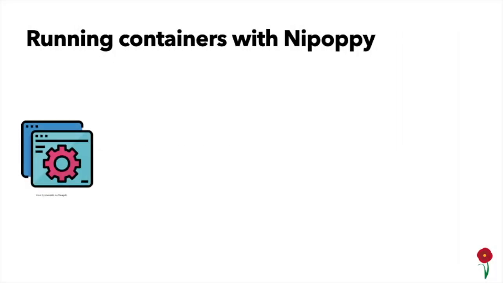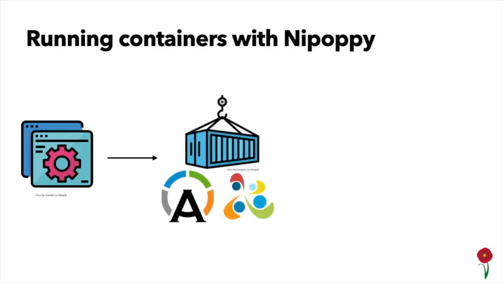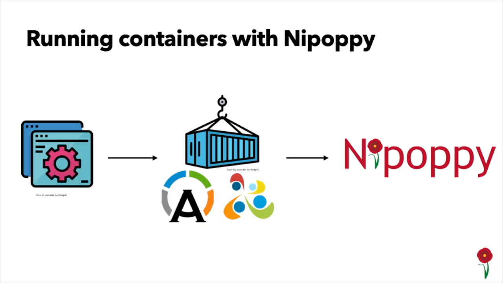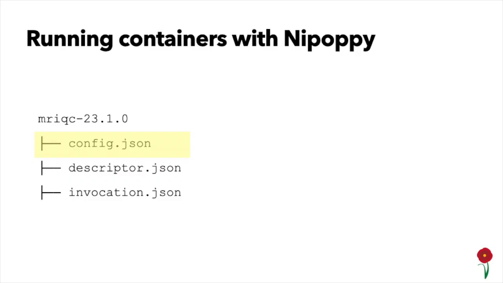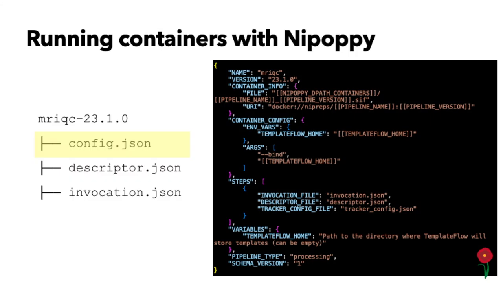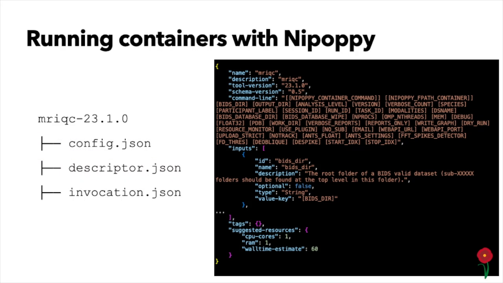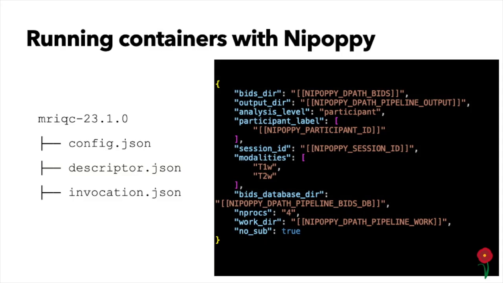The Nipoppy toolbox utilizes containers to run most pipelines. Moreover, Nipoppy makes running containers for us even easier by providing descriptive files, default invocation files, as well as basic configs for some popular processing pipelines. The config file specifies how the pipeline is handled within the Nipoppy toolbox. The descriptive files list tool inputs, outputs, error codes, and more. The invocation files specify the runtime parameters.